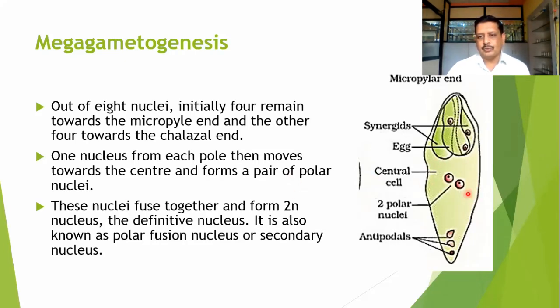Now these 2 nuclei are called the polar nuclei. These nuclei fuse together to form a diploid nucleus. ठीक आहे, आता यांचं इथं फ्युजन होणार आहे, and thus it forms the diploid nucleus. It is the definitive nucleus and it is also known as secondary nucleus.